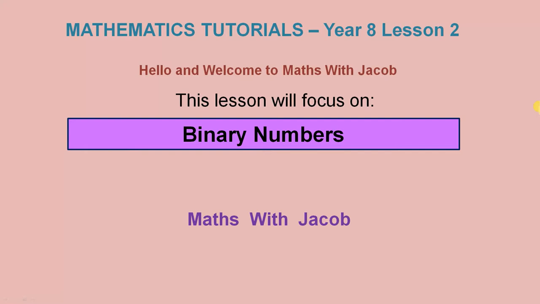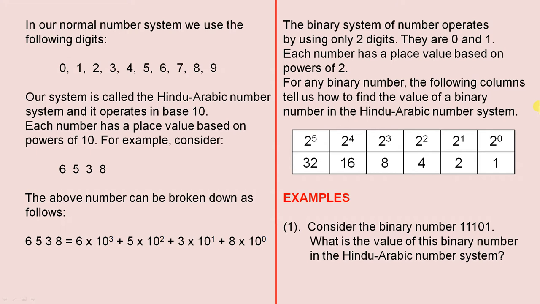This lesson will focus on binary numbers. In our normal number system, we use the following digits: 0, 1, 2, 3, 4, 5, 6, 7, 8 and 9. Our system is called the Hindu-Arabic number system, and it operates in base 10. The reason we call it base 10 is that there are 10 digits. Each number has a place value based on powers of 10.